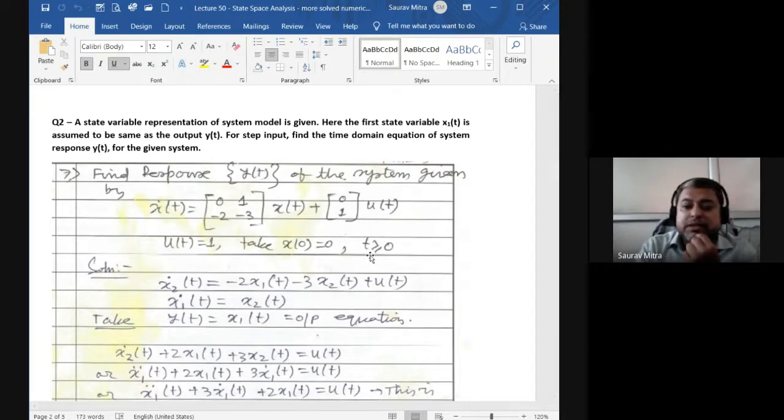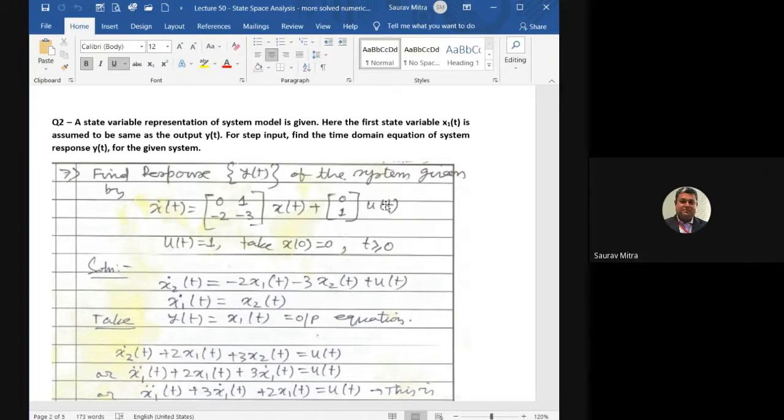So in this case, what is new? New is I am giving you ut is equal to 1. That means I have mentioned the input to be unit step for the first time. I told you that this ut can be unit step, unit ramp, or sinusoidal or any kind of input, but for the first time I am telling you what the input is.